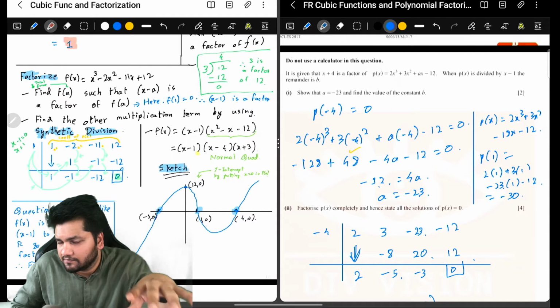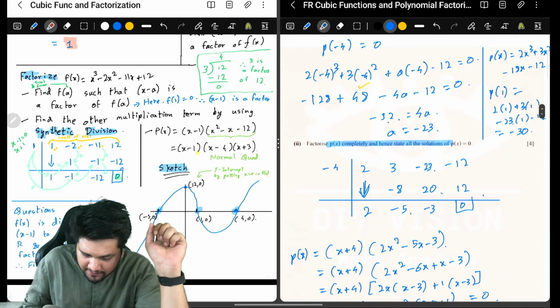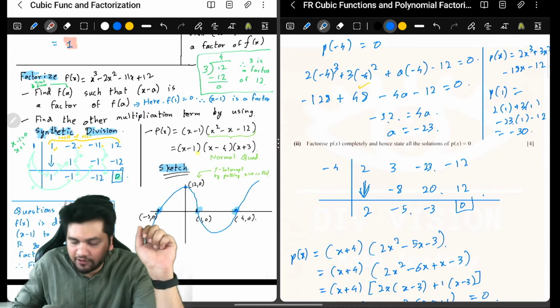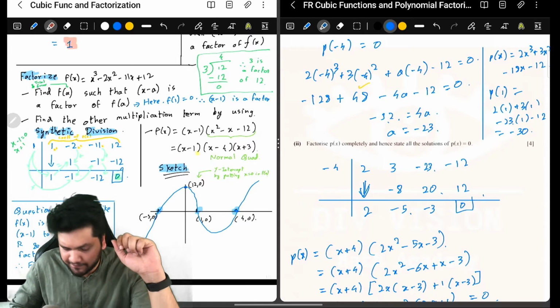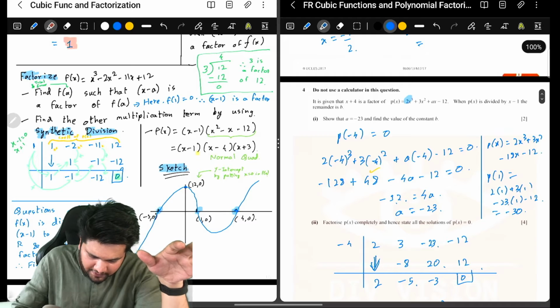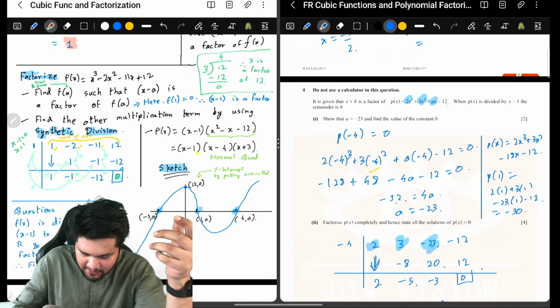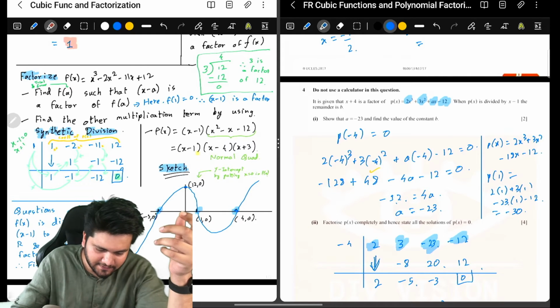Simple. Okay, now they are asking, factorize p of x completely, and hence state all the solutions of p of x is equal to 0. Okay, now here also we are going to use synthetic division. As you can see, the coefficient of x cube is 2, the coefficient of x square is 3, the coefficient of x is minus 23, and this is minus 12.